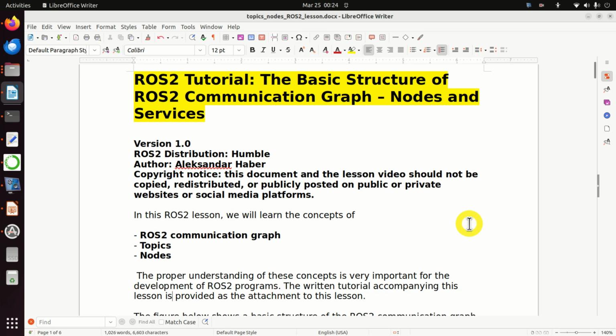Hello everyone. In this ROS2 lesson, we will learn the concepts of ROS2 communication graph, topics, and nodes. The proper understanding of these concepts is very important for the development of ROS2 programs. The written tutorial accompanying this lesson is provided as the attachment to this lesson.